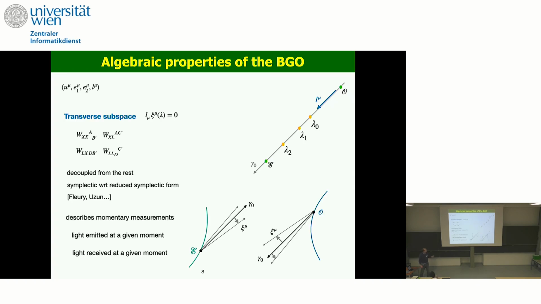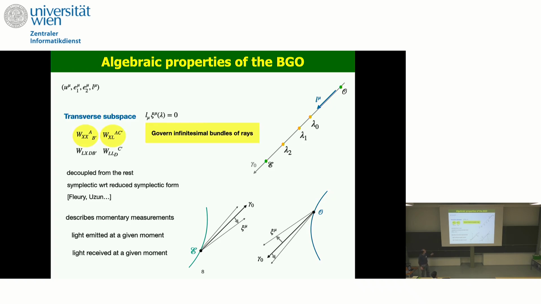From the physical perspective, this is an important subspace, namely exactly because it describes momentary measurements. So if you limit yourselves to perturbations of geodesics of this kind, you're looking at perturbations which lie on the same wavefront. So they describe light emitted at a given particular moment by the source, or light observed by the observer at a particular fixed moment. So a lot of observables can be recovered just from this submatrix, as you will see later. But this is not the whole story. As you notice, there's also two additional components which are of interest.